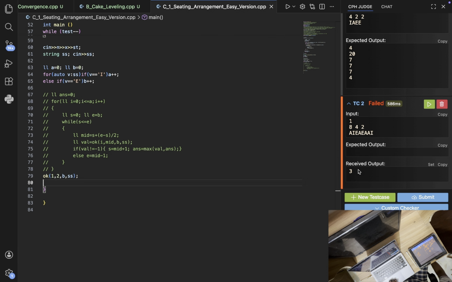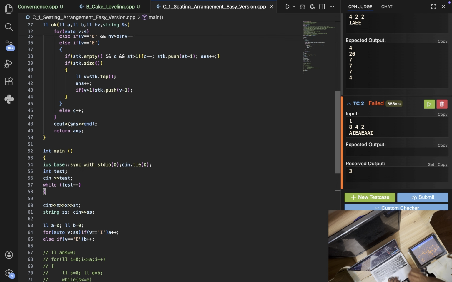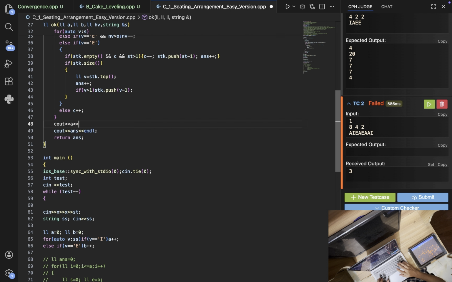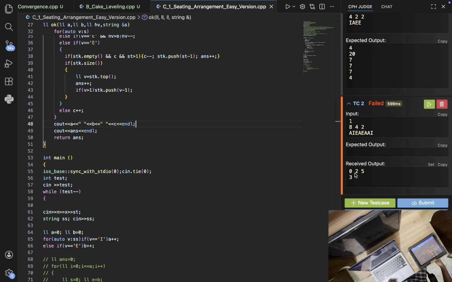I got 3. How did I get 3? I got I, then I got E, then another E. I got all of... equal to 2, equal to 0, b equal to 2, and that's 5.